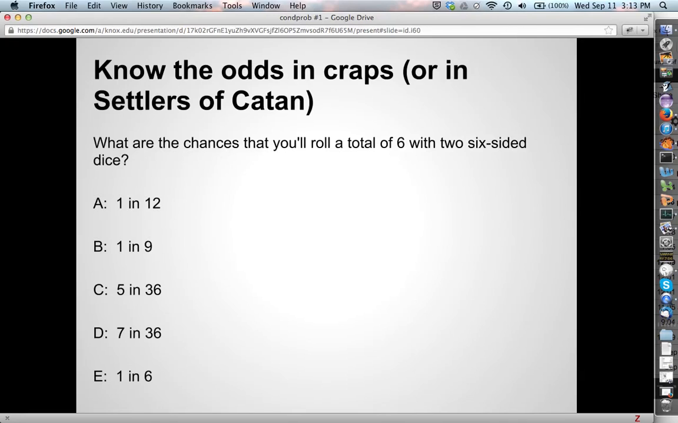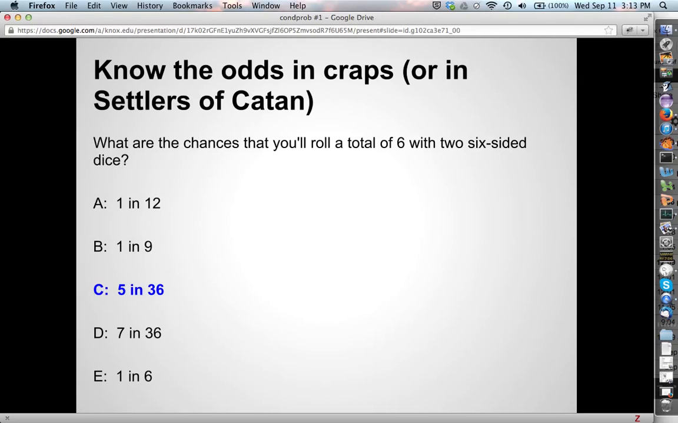So let's talk about more stuff about dice rolling. This is important for craps, which you shouldn't play because your odds of winning in craps are terrible, as we could go over in great detail now that we're talking about dice. But this is also useful if you're playing Settlers of Catan. You want to know these things. So what are the chances that you roll a 6 with 2 6-sided dice? Go ahead and pause me, answer on Moodle. The answer here is 5 in 36.